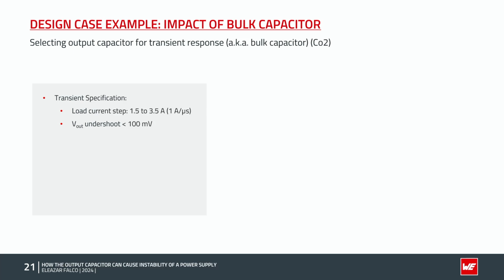Let us now consider that we need to meet the following transient response requirement, in which a load current step from 1.5 to 3.5 amps at 1 amp per microsecond should not cause the output voltage undershoot to exceed 100 millivolts. The transient response is also affected by the bandwidth of the feedback control loop, which we will select at around 20 kHz, as it will be shown in the next slide, but we advance it here.